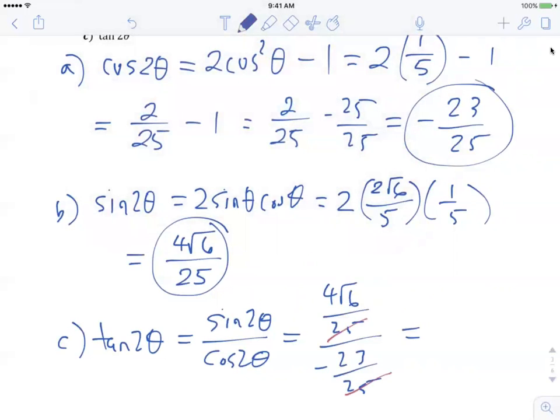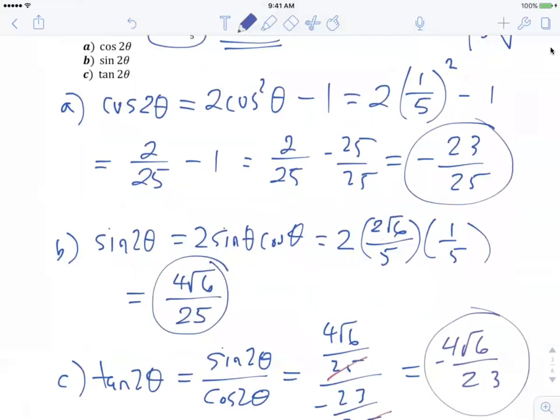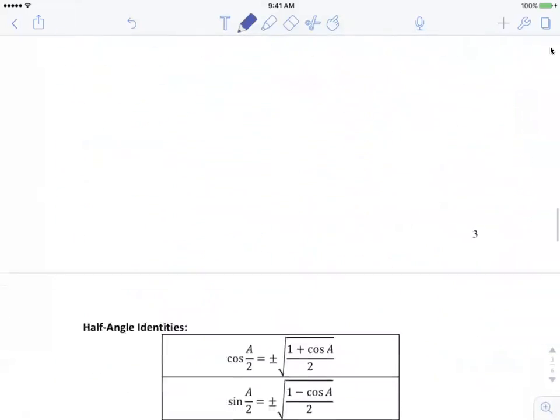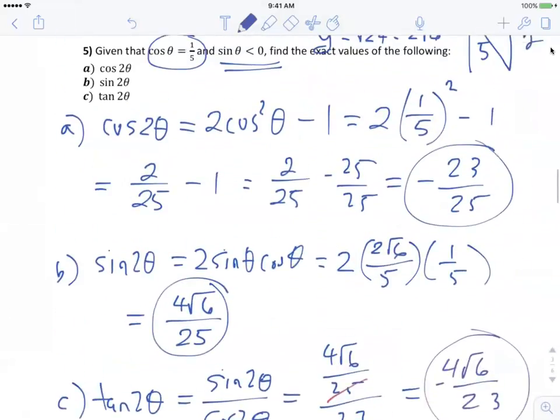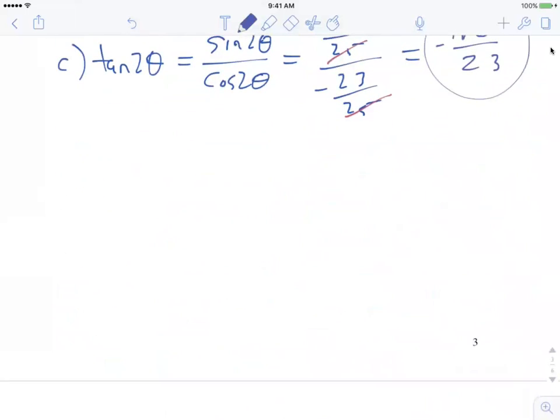So this is going to be 4 root 6 over 23, all negative. And we've got it. So that's the end to that one. And that's a good stopping point. That's all of the different types of problems you'll see with the double angle identities. In the next video, we'll tackle half angle identities. Send questions my way if you have any. Hope all is well. Bye.